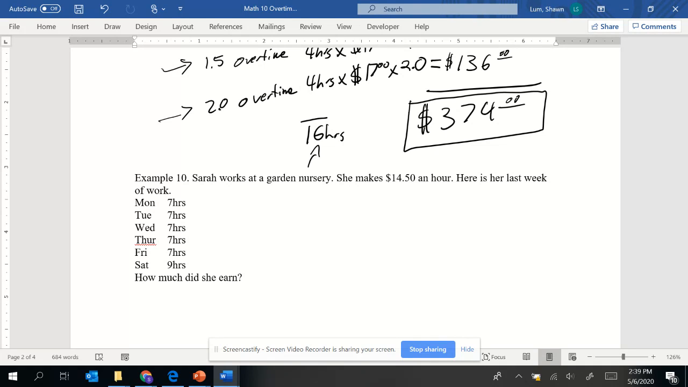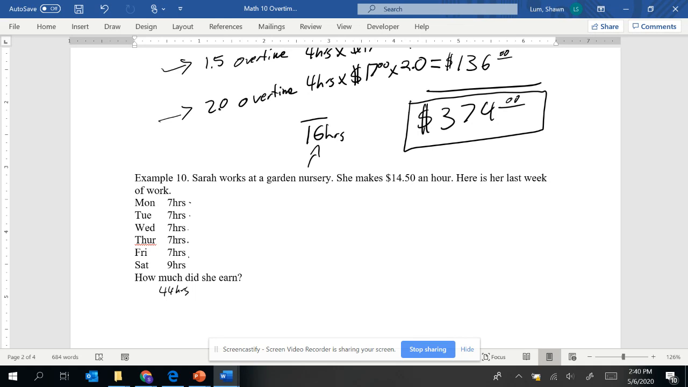Now, first off, let's figure out how many total hours she worked. 7, 7, 7, 7, 7. 1, 2, 3, 4, 5. So that's going to be 35 hours right there, plus another 9. So that's going to be 35 hours plus 9 is 44 hours. Okay, so we have 44 hours total. So we do have some weekly overtime hours. And hopefully you can see what day she worked daily overtime hours.